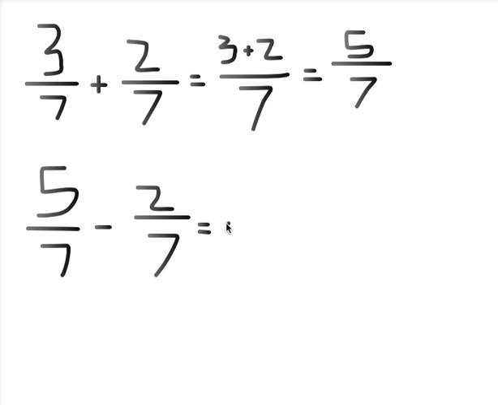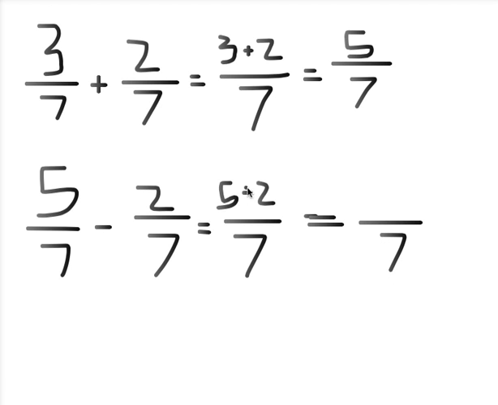Now you can just rewrite the problem. You bring over the denominator. They have the same denominator, so we make it 7. And you do 5 minus 2. Once again, this is exactly the same as this. It only looks easier. So you do basic math, bring the denominator over, and then 5 minus 2 is 3. 5 sevenths minus 2 sevenths is 3 sevenths. And that's how you add and subtract fractions with common denominators.